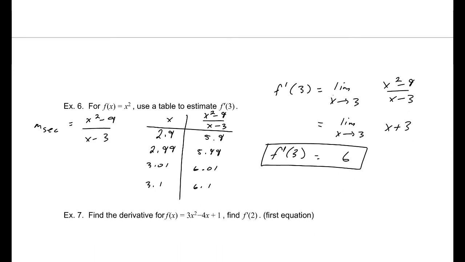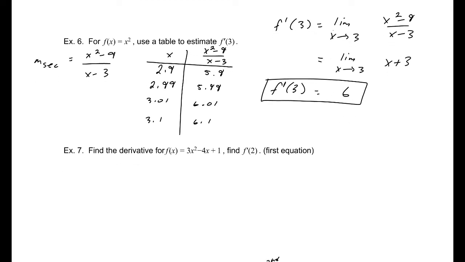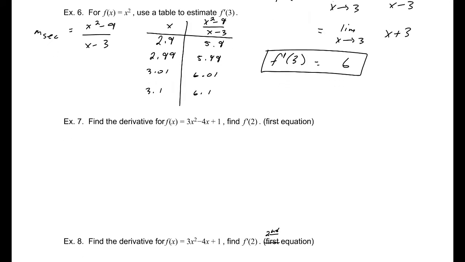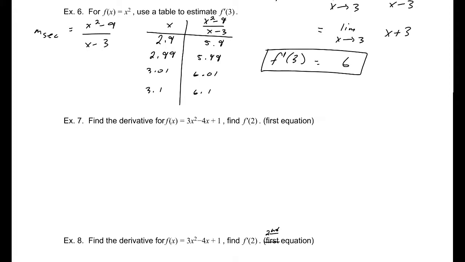All right, number 7, find the derivative of f of x equals 3x squared minus 4x plus 1, and we want to find f prime of 2 specifically. So we'll use our first equation here. That would be the slope, and we're using a is 2. So really we have a point 2 comma 12 minus 8 plus 1, that's 5.